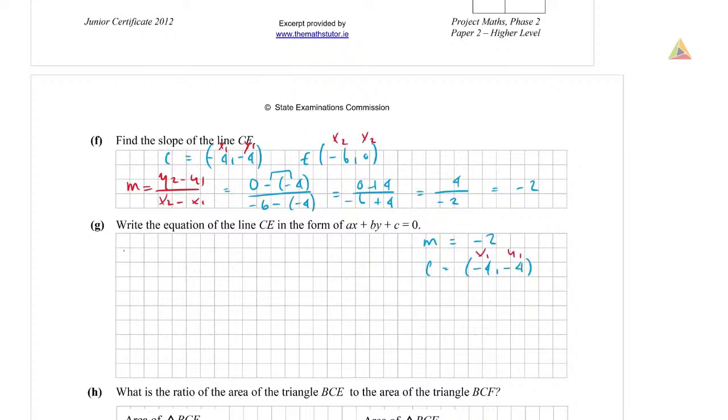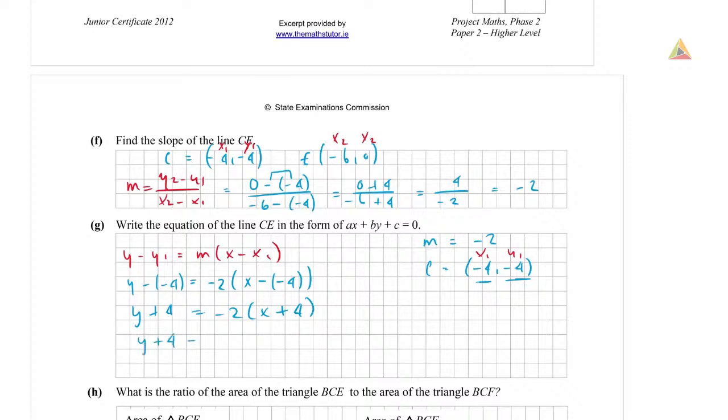So for an equation, it's y minus y1 is equal to m bracket x minus x1. So you're literally just slotting everything in. y minus y1, which is minus 4, is equal to the slope, which is m, which is minus 2, by x minus, in this case, x1 is minus 4. Okay, so it's going to be y plus 4 is equal to minus 2 by x plus 4. So that's y plus 4 is equal to, so minus 2 by x is minus 2x. Minus 2 by 4 is minus 8.